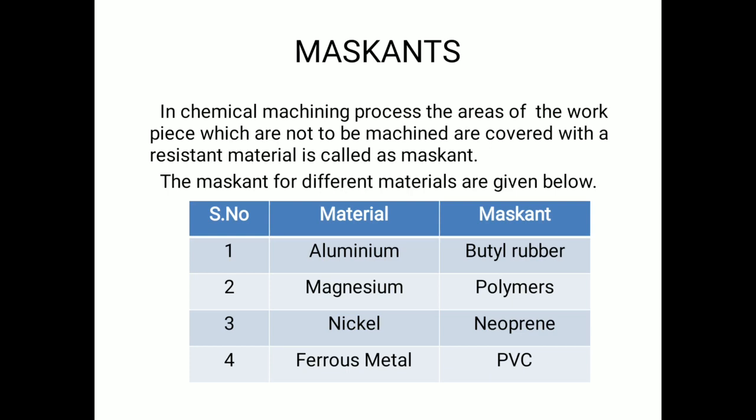Like etchants, there is one more term called maskants. In the chemical machining process, the areas of the workpiece which are not to be machined are covered with a resistant material, which is called maskant. In the tabular column, there are a few examples of maskant material. If you want to machine aluminum material, you can use butyl rubber as a maskant material. For magnesium, you can use polymers. For nickel, you can use neoprene. For ferrous material, you can use PVC, that is polyvinyl chloride.